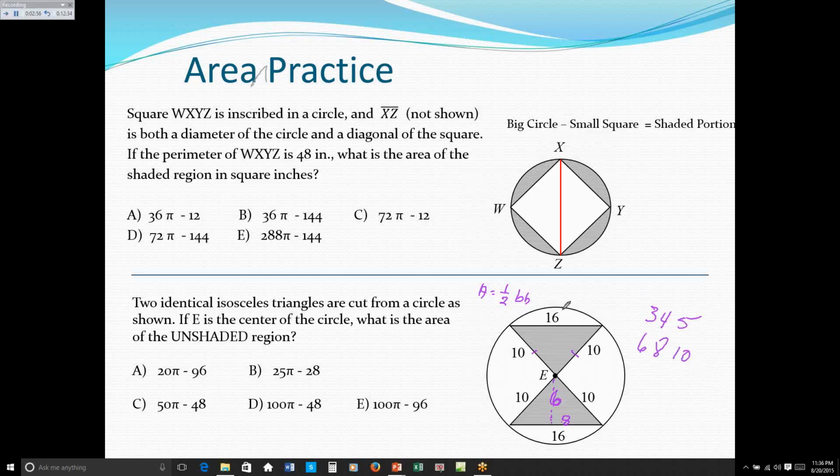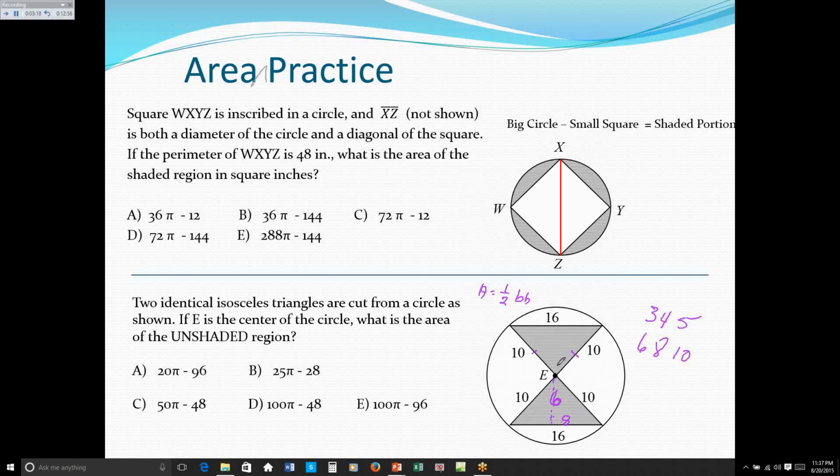All right, so now I know what my height is. I know what my base is. So I would be able to find the area of this whole triangle. But remember, there's 2 of them. So when you start doing your calculations, don't come up with an answer that just says 1 triangle subtracted from that whole circle area. You've got to have 2 of them.